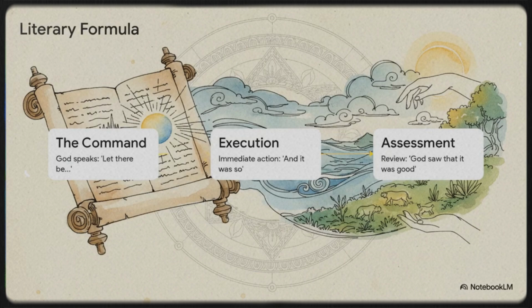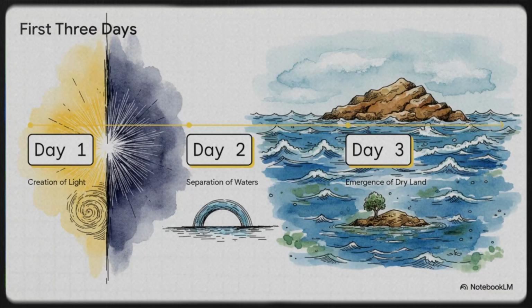Now, to fix all that chaos, the author uses this incredibly precise, repeating three-step formula. It's like a rhythm. First, you get the command, then the immediate execution, and finally, the divine assessment. It establishes this really powerful heartbeat of ultimate authority and order right out of the gate. Looking at the first 3 days, you'll see it's all about architecture. We're talking literal boundaries here. It's a process of sheer separation, separating light from dark, waters from waters, and land from sea.